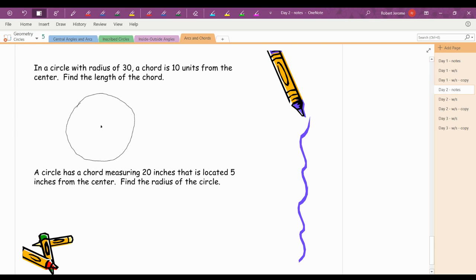So the first thing I'm going to draw, for me, a chord. I'm sorry. Hold on, back up. Yes, I'm sorry. The chord is 10 units from the center. So I have a chord from the center is 10. Now remember, that's automatically perpendicular. Now I'm going to draw the radius, because I want the radius to close the circle. So I'm going to save that for last.